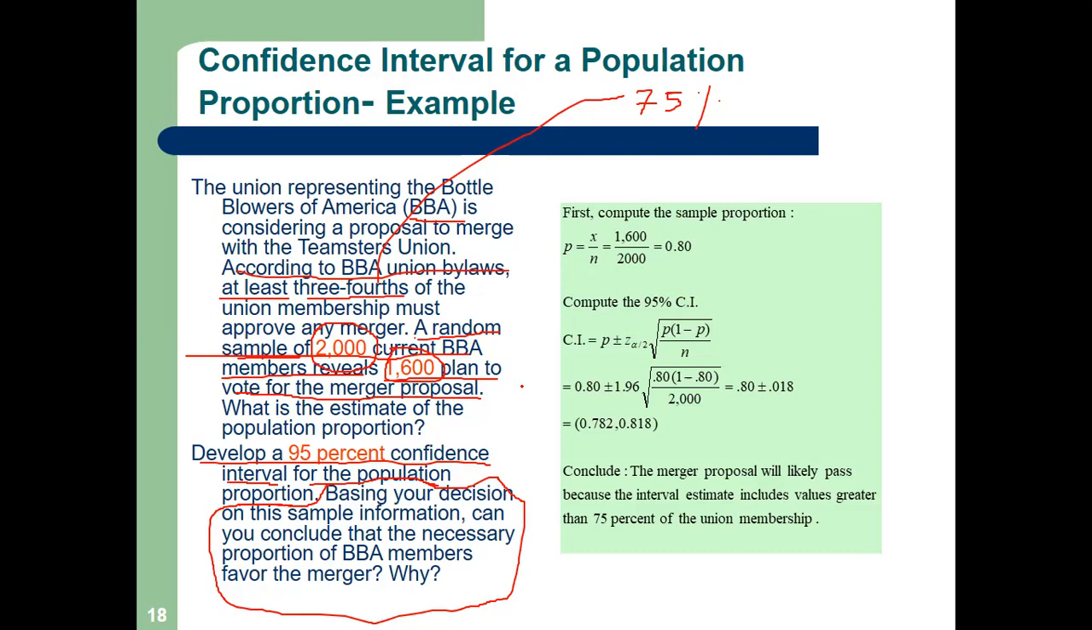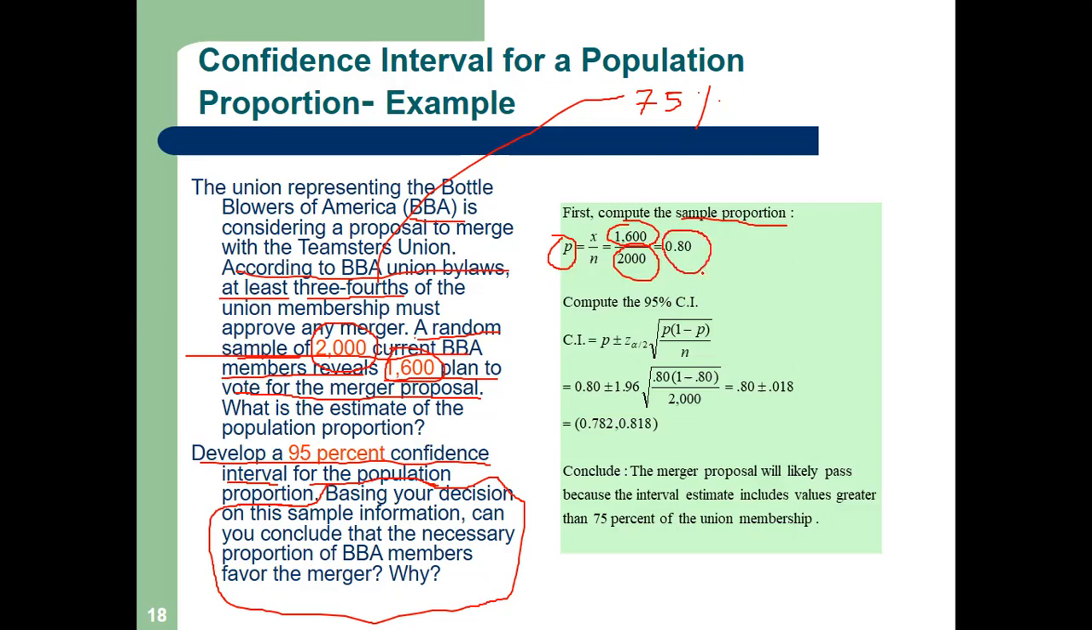Have you got the problem? Yes, sir. Okay. So what is my P? What is my sample proportion? 1600 people out of 2000 people say we are going to vote for the merger. So what is my sample proportion? P is 1600 by 2000, that is 0.8.